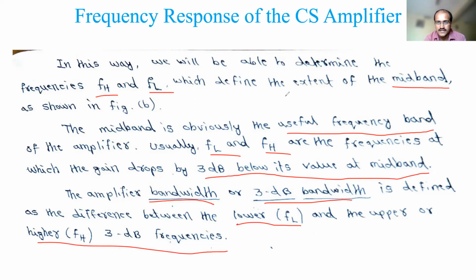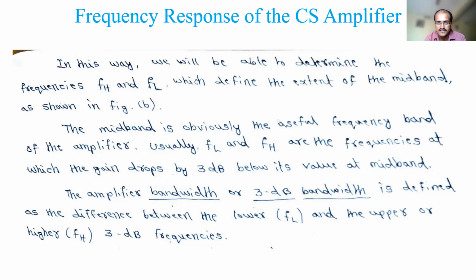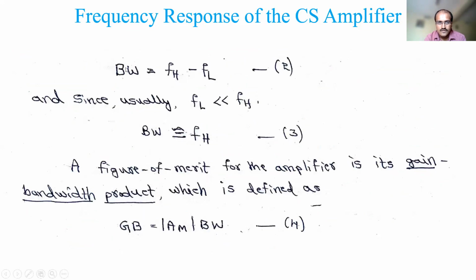So we can write it as an expression. Bandwidth will be denoted as B or BW, and it is given as FH minus FL. Since usually FL is very small compared to FH, right? FL may be in hundreds of hertz and FH may be in megahertz. So when there is 1 megahertz and you subtract 100 hertz, there is not much difference, right? 0.9999 it will come. That's why the bandwidth is approximately equal to the higher frequency. So determining the high frequency response, or FH, is very essential.